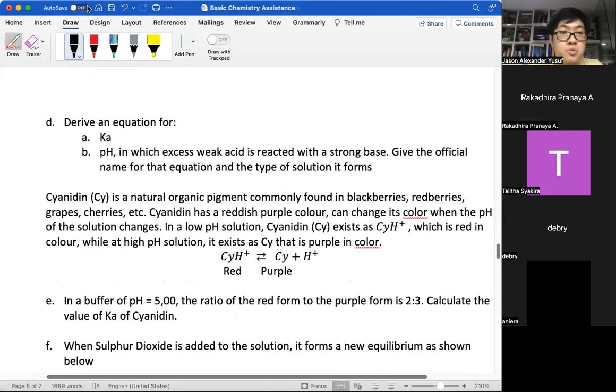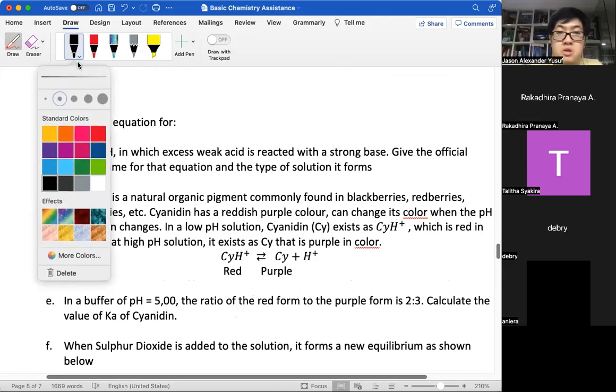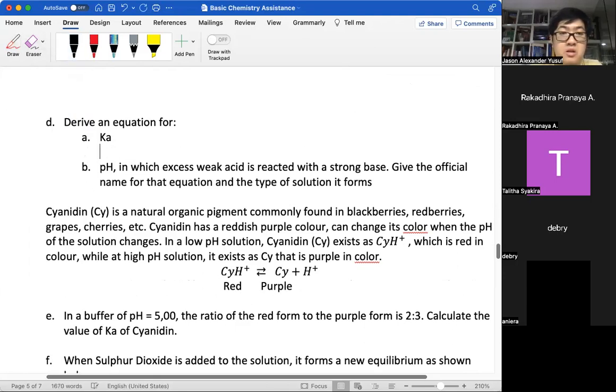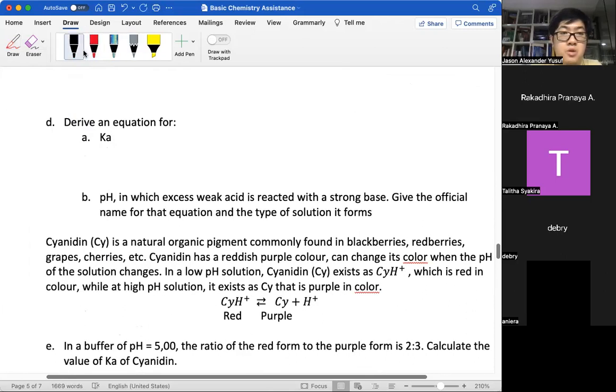Okay, right. This time, we are asked to derive an equation. So this is fully mathematics. So just bear with me for a while. First, we're asked to derive an equation for Ka. And remember that this Ka is actually an equilibrium constant, which is why I had to teach you equilibrium in the first place, so that you'll understand this.